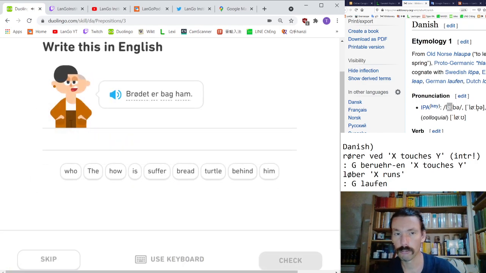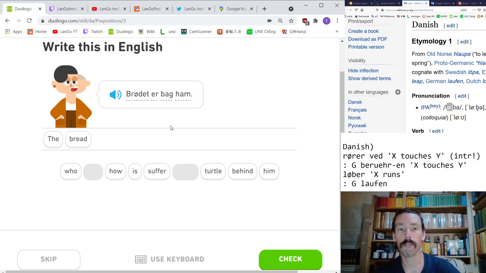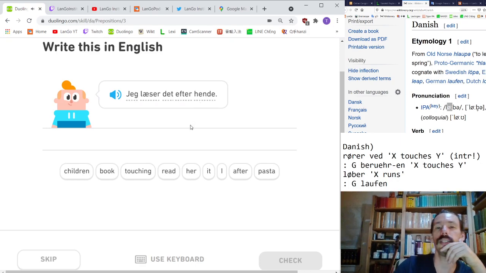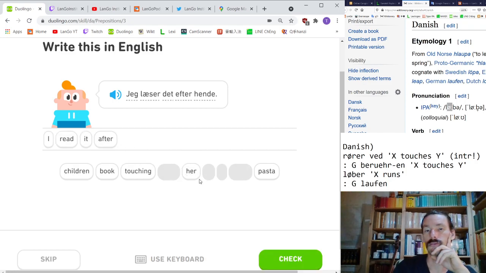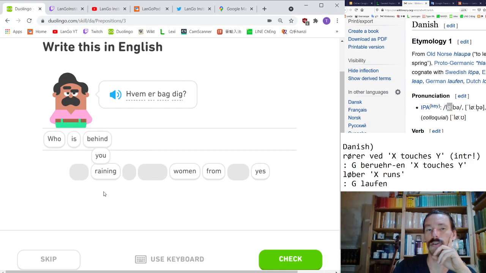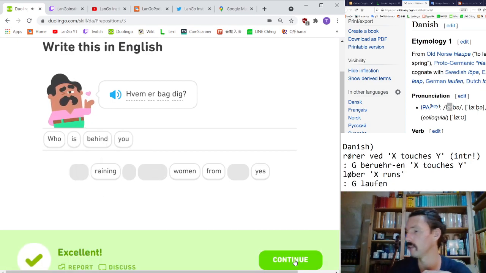Brødet er bag ham. Okay, the bread is spelled with ø. Brødet. And the weakened D colors the vowel, the bread. Er bag ham is behind him. Prepositional phrases, just like English, not postpositions. Jeg læser det efter hende. Hvem er bag dig? Who is behind you? Creepy question.